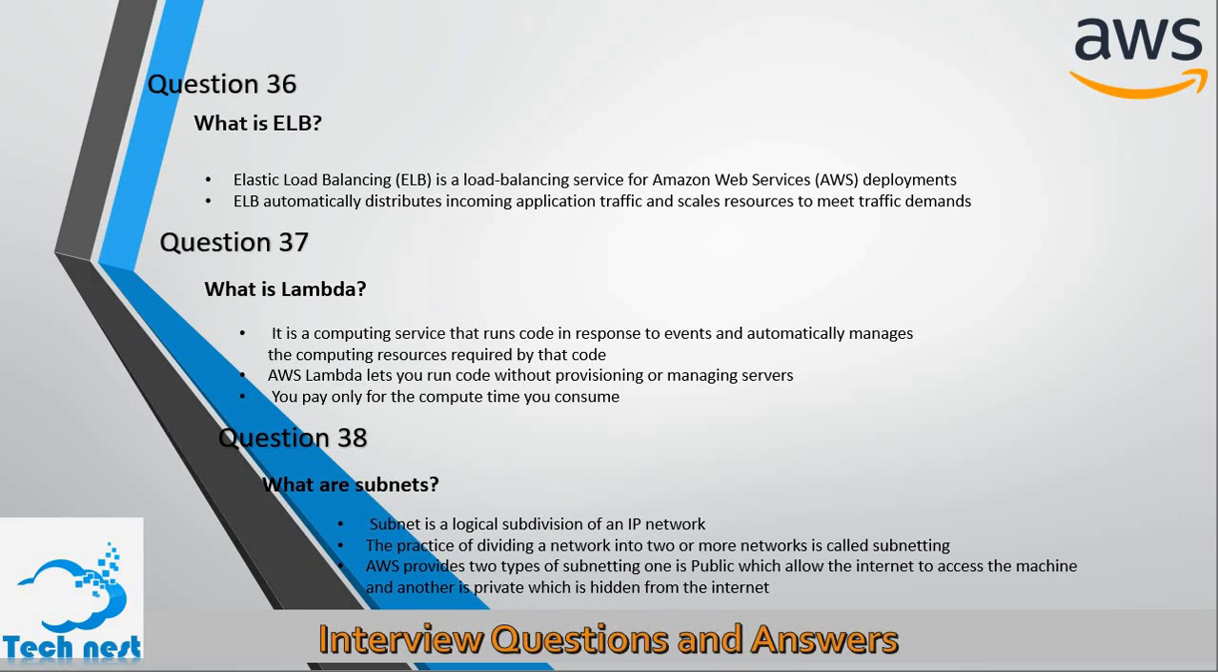What are subnets? A subnet is a logical subdivision of an IP network. The practice of dividing a network into two or more networks is called subnetting. AWS provides two types of subnetting. One is public and the other is private. Public allows the internet to access the machine. Private is hidden from the internet.